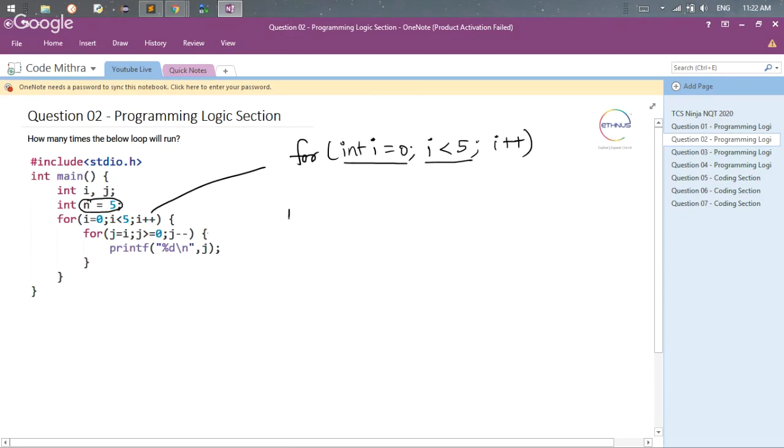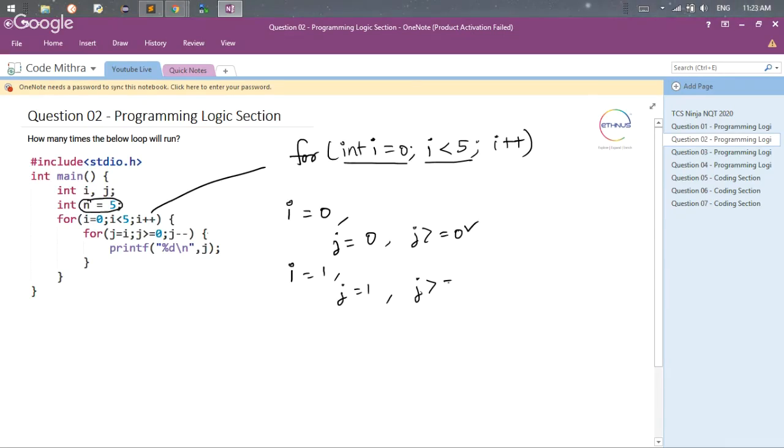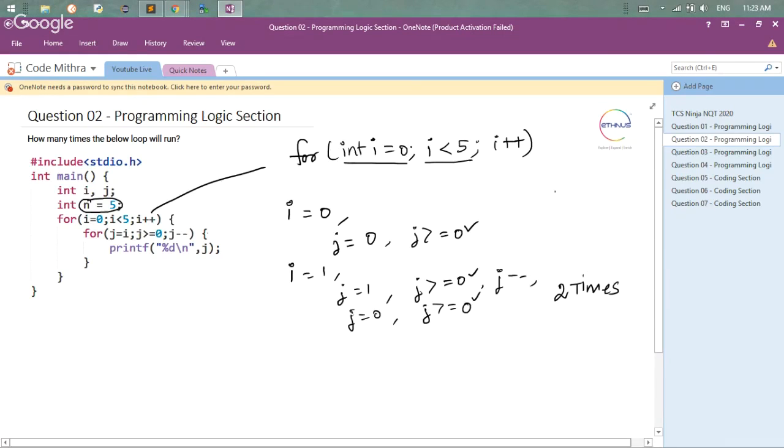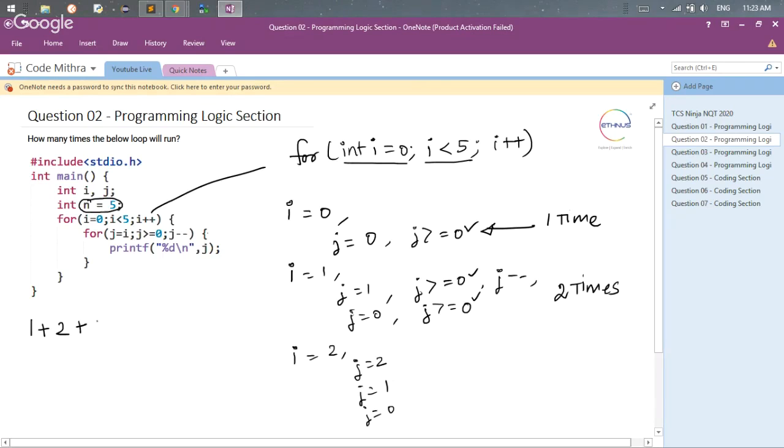So for the first time, when I is 0, j starts from 0, and then j is greater than or equal to 0. This is true. And then when I is 1, j starts from 1 and j is greater than or equal to 0. This is true. And then j minus minus, again it will run for j equals 0. Again this will be true. So this is running 2 times. This is running 1 time. I'm speaking about the j loop. Now when I is 2, j will run for 2, j will run for 1, and then j will run for 0. So that means for the first time, j was running for 1 time, and then j is running for 2 times, and then again j is running for 3 times, j is going to run for 4 times, and then j will be running for 5 times.